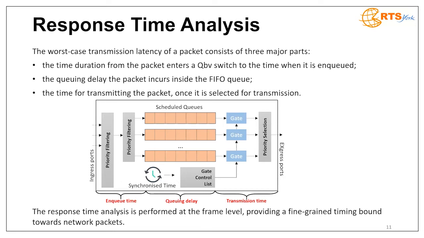So for the response time analysis, we can say that the worst case transmission latency consists of three major parts. The first is the in-queue time, which is the time duration from when the packet enters the QBV switch to the time when it is in-queued. The second part is the queuing delay, which is the delay the packets incur inside the FIFO queues. And finally, it's the transmission time, which is the time for transmitting a packet once it is being selected for transmission. So our response time analysis is performed at the frame level, providing a fine-grained timing bound for network packets.